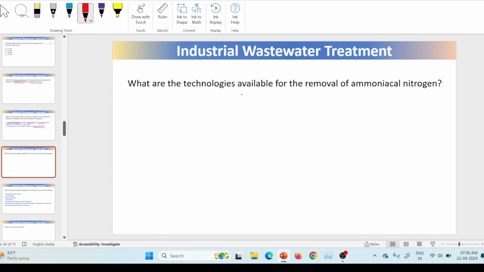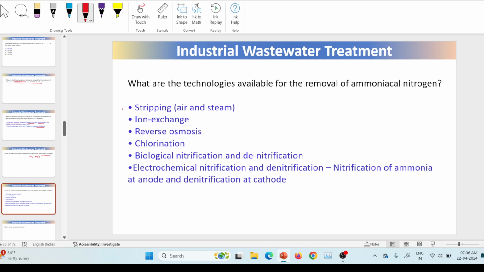What are the technologies available for the removal of ammoniacal nitrogen, NH3 or NH4+? These are air stripping, in which we increase the pH and strip the ammonia. Ion exchange, where we simply exchange ions. Reverse osmosis, where we use a membrane, and that membrane will not allow the ammonia molecule to pass.